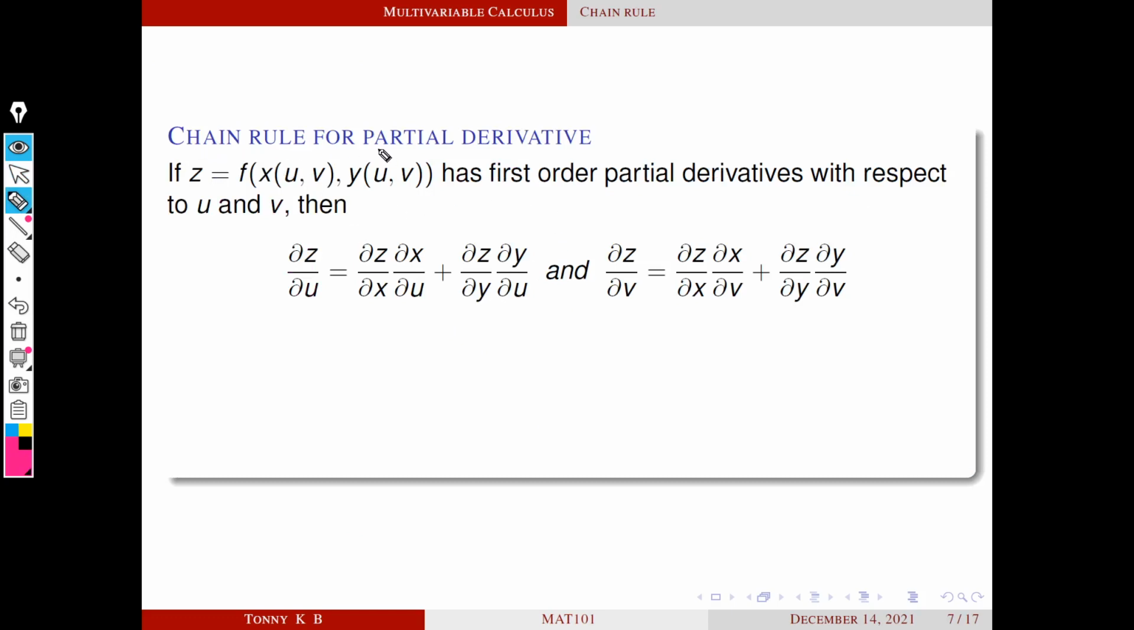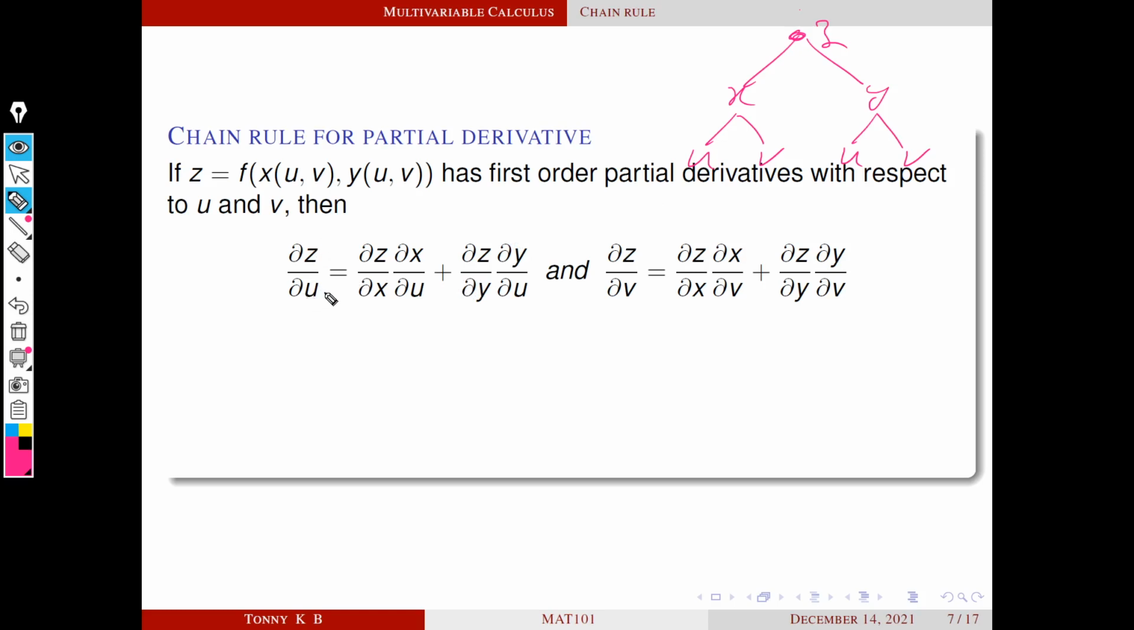Okay. Next one, chain rule for partial derivative. We consider a function z equal to a function of x and y, and x and y are again functions of u and v, right? So what is the tree diagram of this representation? Yes, z depends on x and y, and x and y depend on u and v. So ultimately z is in terms of u and v, right? So we can find the derivative of z with respect to u. Similarly, you can find the derivative of z with respect to v. Okay, and this is the rule for evaluating our partial derivatives using the chain rule.